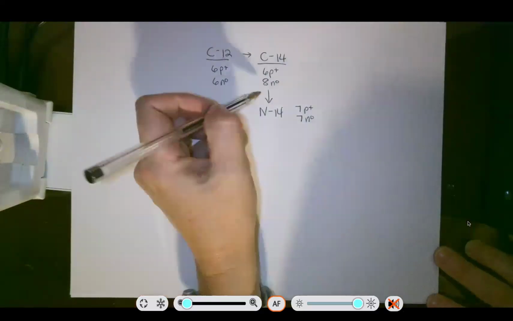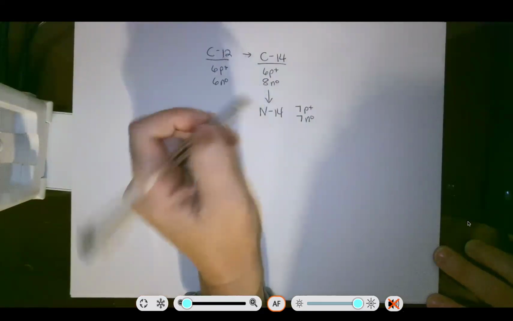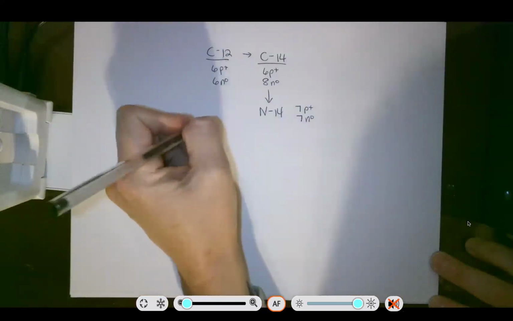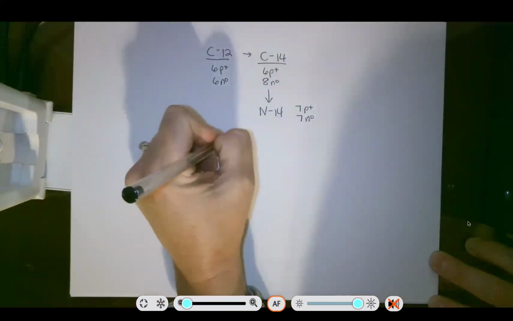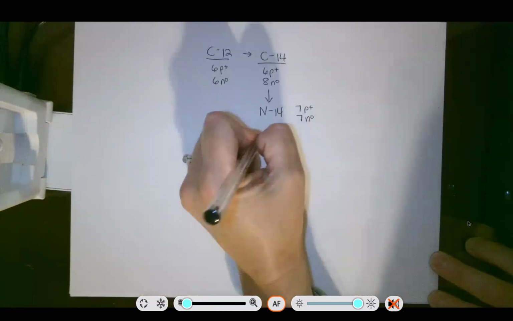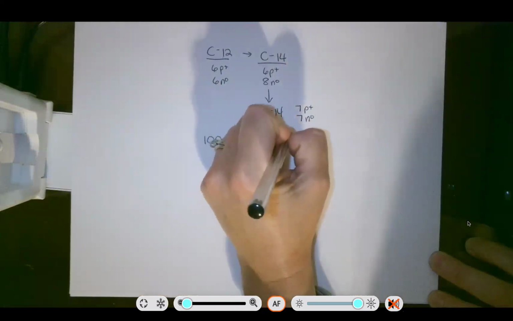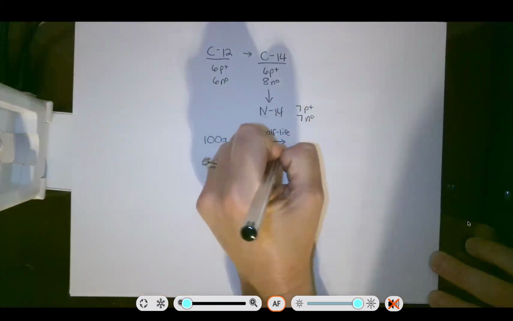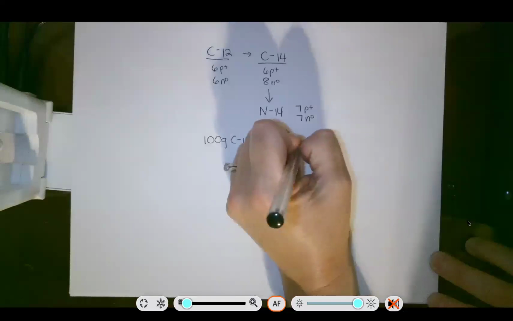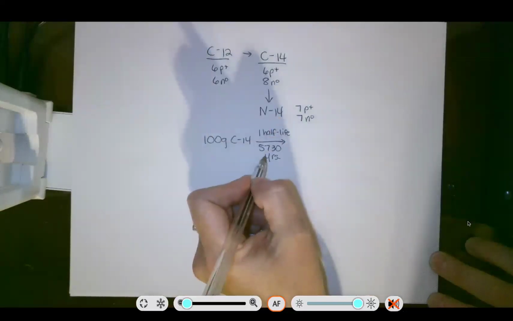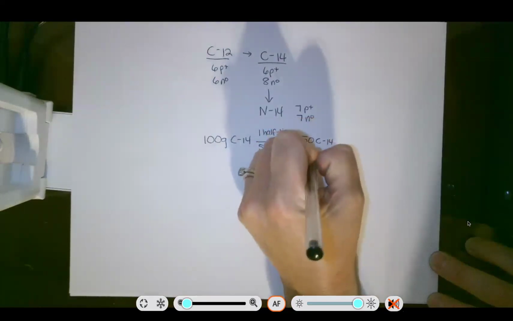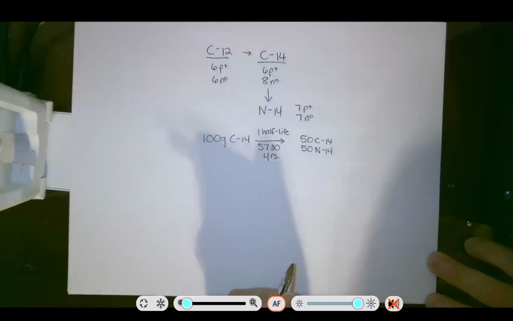But the time it takes for this process to happen, and it will happen for half of what's there, is called the half-life. So let's say that we had 100 grams of carbon 14. In one half-life, which is about 5,730 years, one half of that would decay to nitrogen 14. So after one half-life, half of it would still be carbon 14, and half of it would be nitrogen 14.